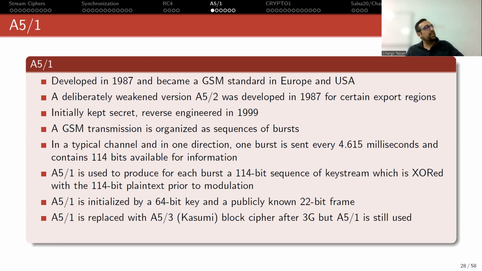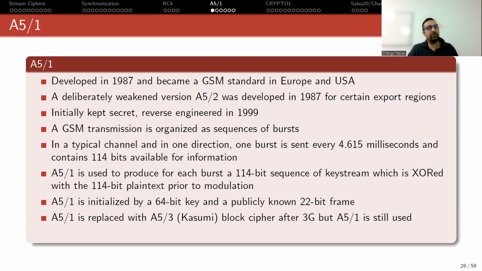A5/1 is replaced with A5/3, which is actually the Kasumi block cipher, after 3G, but A5/1 is still used. You can see that in rural areas, or in places where the base station is old, or the person you are calling has a very old mobile phone, you have to use A5/1. But Android is trying to produce a new version where you will be able to block any A5/1 communication. Hopefully, it will be available sometime. Currently, they are working on this.